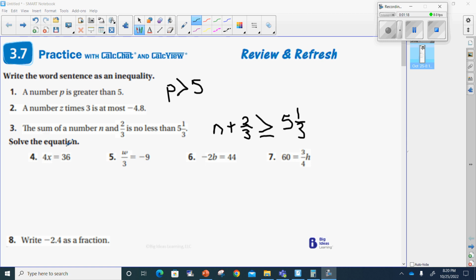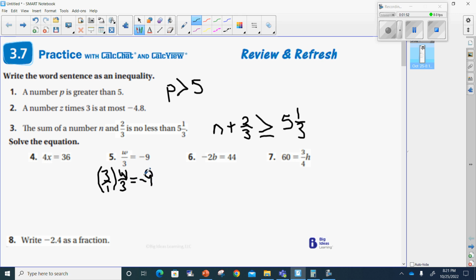All right, now we have number 5 for me. I got W over 3 is equal to -9. Remember what we talked about? This is a one-step equation. So since W is being divided by 3, the only way I can go ahead and undo that is to multiply W by 3. So I'm going to multiply this by 3 over 1. And that's going to equal -9.